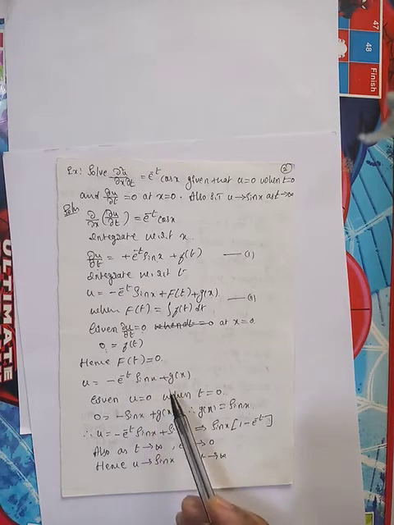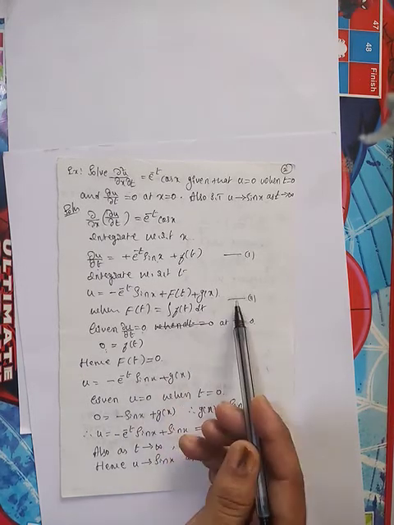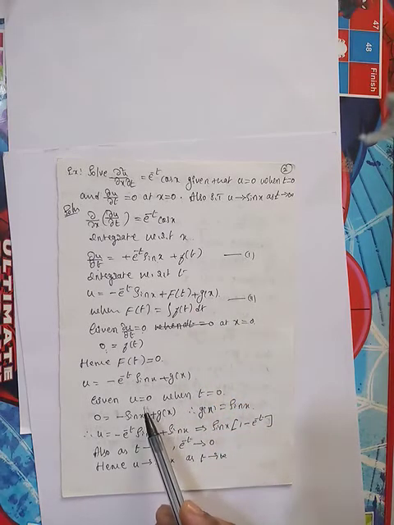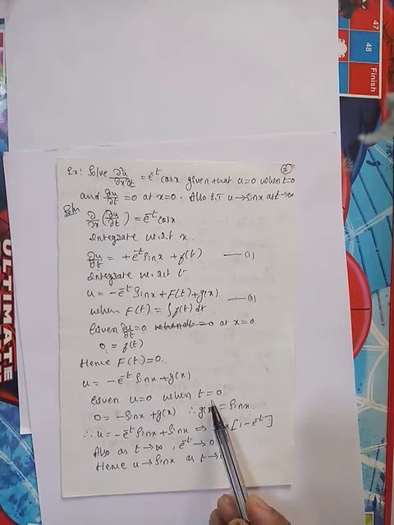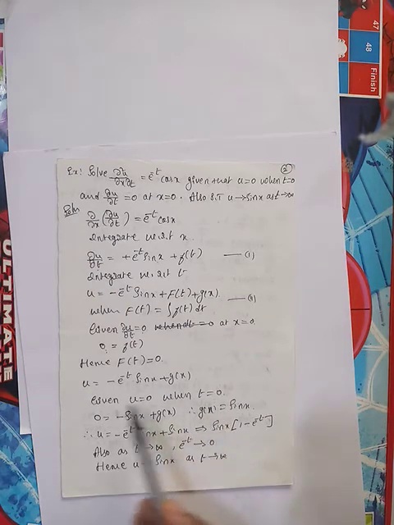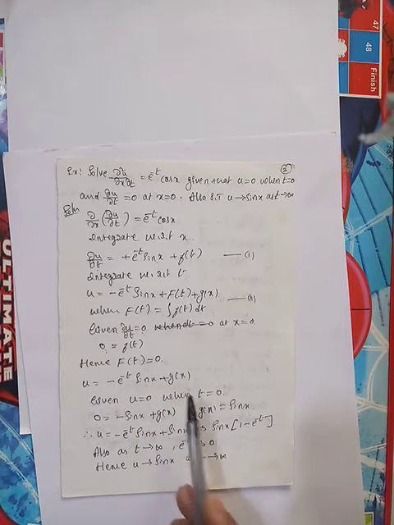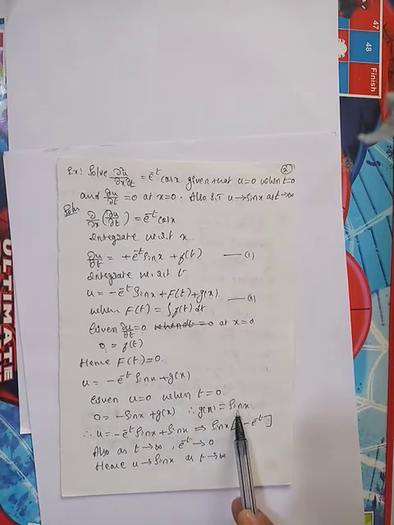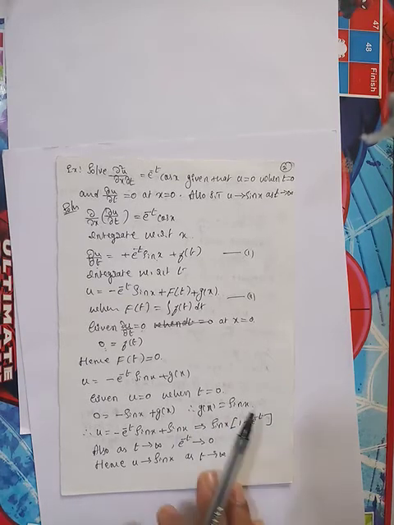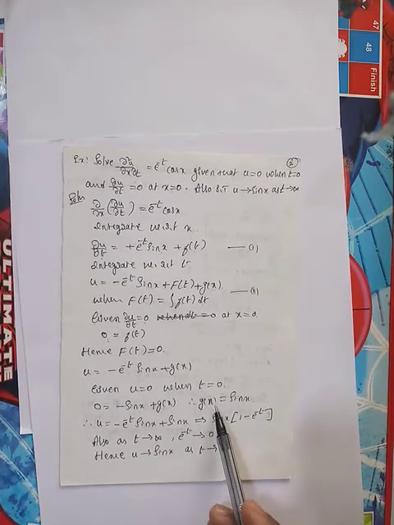So by substituting the f of t value 0 in equation 2, we then use the second condition, which is u equal to 0 and t equal to 0. Putting u as 0 and t as 0 here, u is 0, e raised to 0 is 1, into minus sin x plus g of x. Therefore the value of g of x is sin x. So now we got the values of the arbitrary functions.